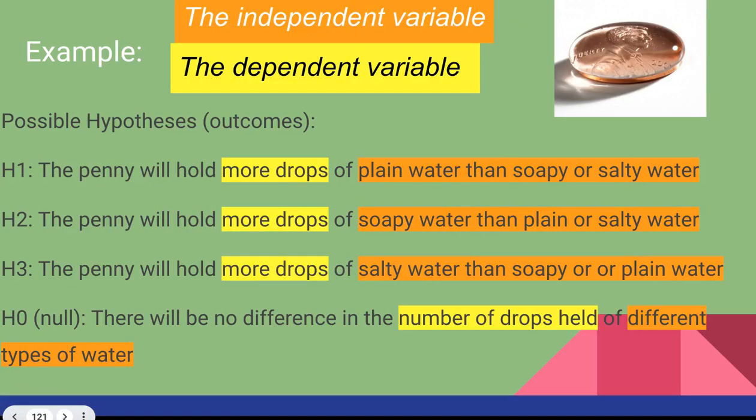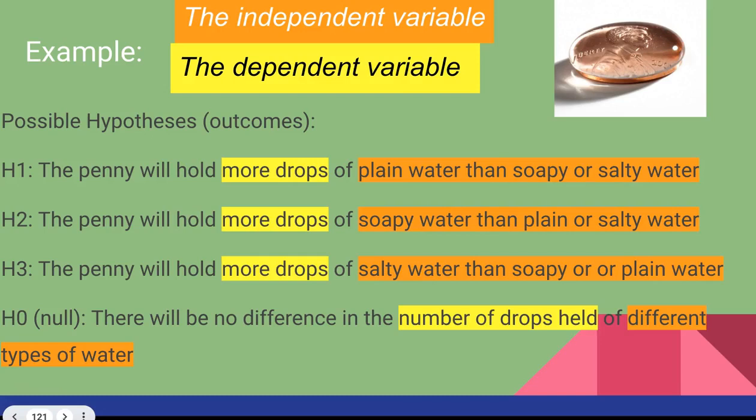So if we think about the penny lab that we did, our question is, which type of water, plain, soapy, or salty, will have the most drops of water held on a penny? So when we think about all of our possible outcomes, one outcome could be the penny will hold more drops of the plain water than the other types of water, or maybe the penny will hold more drops of soapy water than the others, or maybe the penny will hold more drops of the salty water than the plain or the soapy.